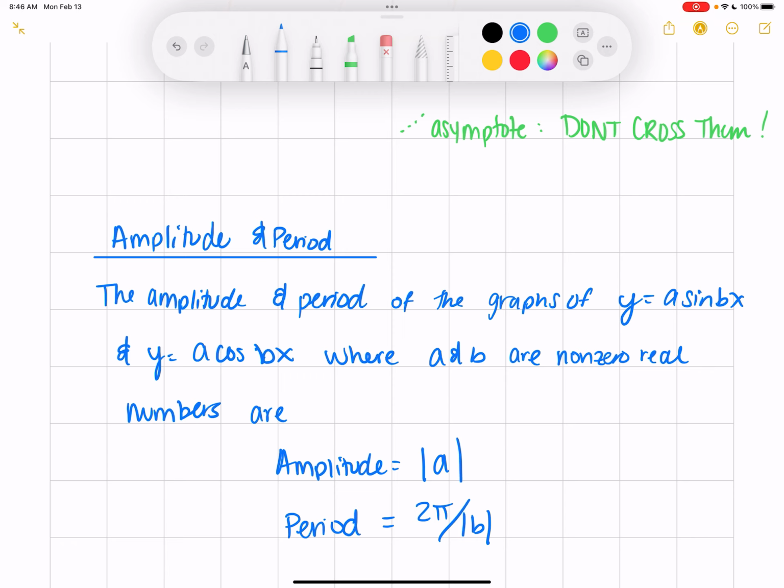So for our parent function of just y equals sine of x, what we graphed at the top, our amplitude is just 1, which is why we did negative 1 to 1. Amplitude is the distance from the 0 on the y-axis. And then the period, we went out to 2 pi because the number in front of x was just 1, so it's 2 pi over 1, which is just 2 pi. So that's how you would find it.